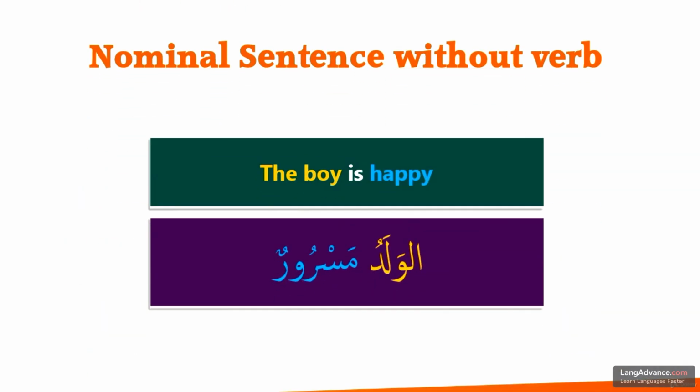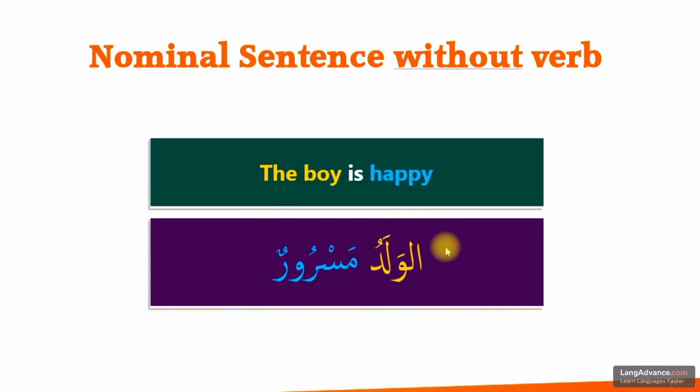So this is an example of a nominal sentence without a verb. The boy is happy. So this sentence represents a nominal sentence in Arabic. So the first word is the boy, and the boy is a noun. So the yellow color here is for the boy, and it's translated into al-waladu. Is happy. Happy is masrurun. The sentence is al-waladu masrurun.